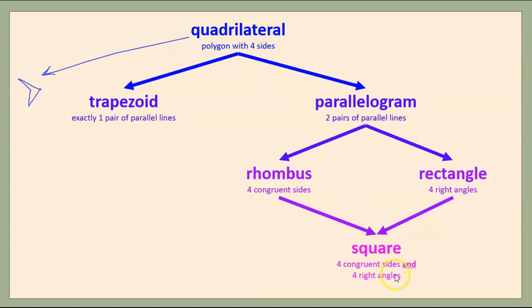So then below that, we have a square. A square is an instance of a rhombus that is also a rectangle. It has 4 congruent sides and 4 congruent angles that happen to be right angles because it's a quadrilateral. A square is also a parallelogram, and a square is also a quadrilateral. This is a really good page for your notes if you want to take a screenshot of this.